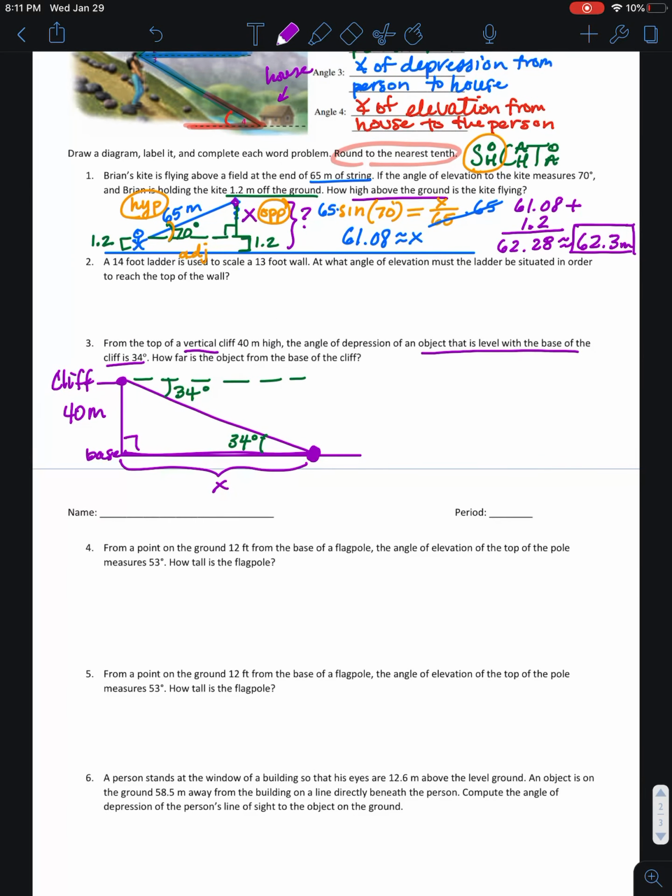So make sure you're solving all these. Okay, make sure you're reading the instructions. I want you to draw a diagram. I want you to label the diagram with the numbers that are given to you, as well as your X, what you're trying to find, and then solve for whatever it's asking for.